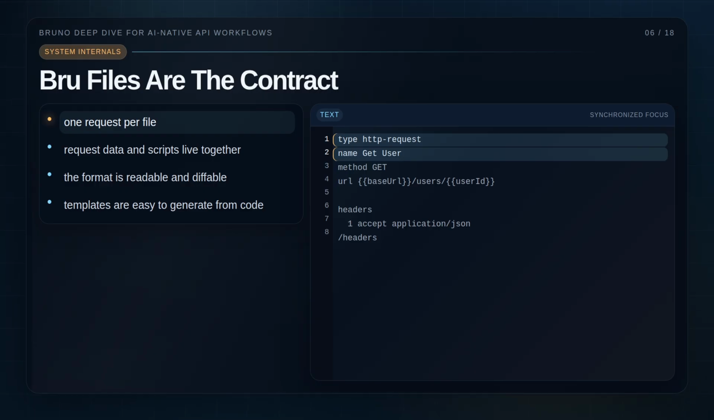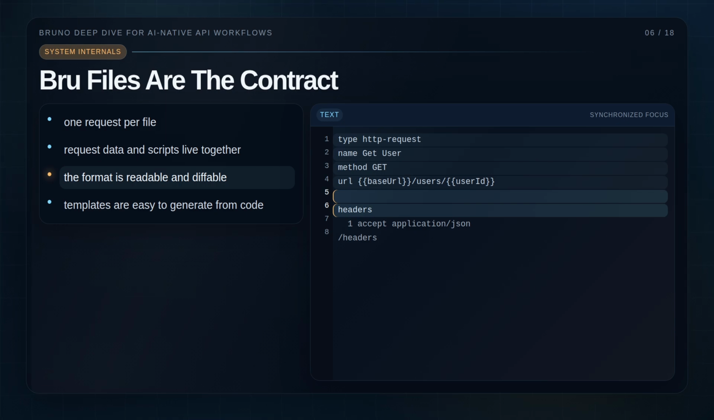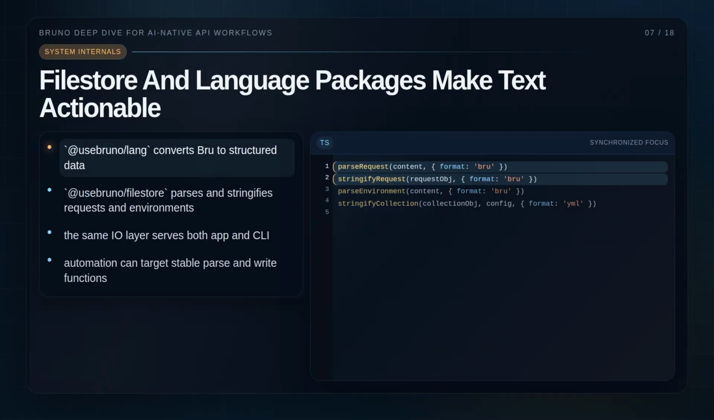The next important idea is the Brew file format. A Bruno request is not trapped in a binary blob or a remote workspace. It is just a text file. That file can hold the method, URL, headers, body, scripts, and tests in one place. The request example in the Bruno language package shows the pattern clearly. This is why AI-assisted editing is realistic. A model can read a request, understand its structure, propose a patch, and hand the result back for review. It does not need to reverse engineer pixels from a UI. The collection is already plain text.